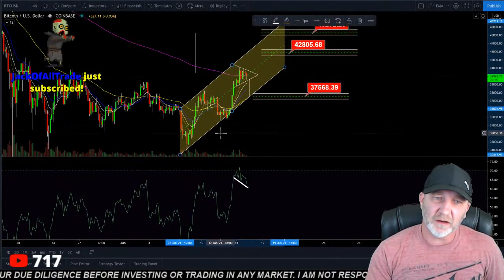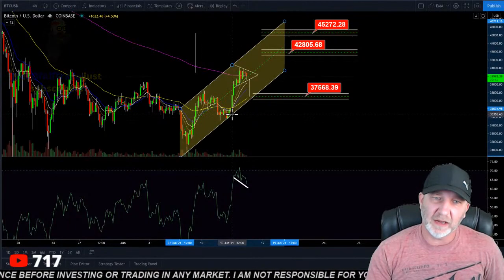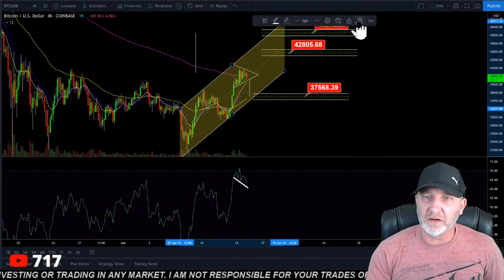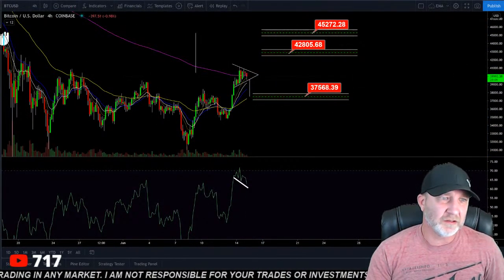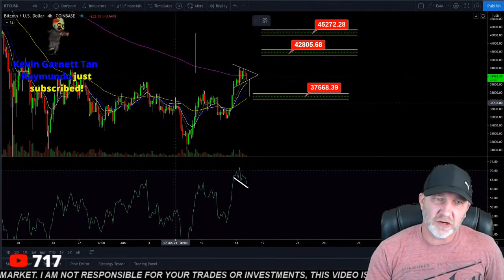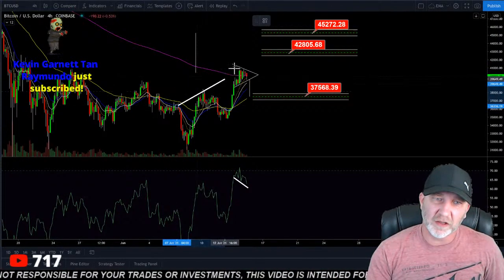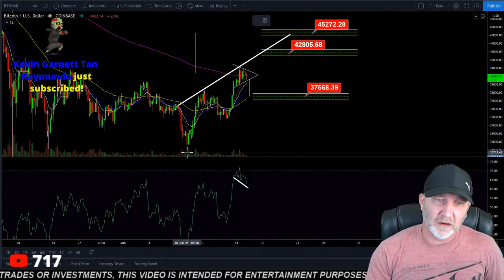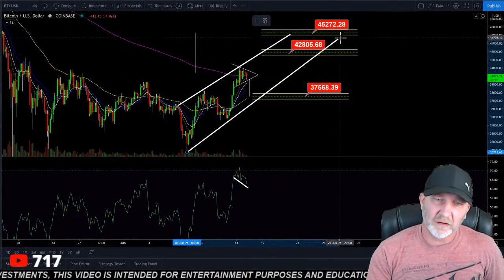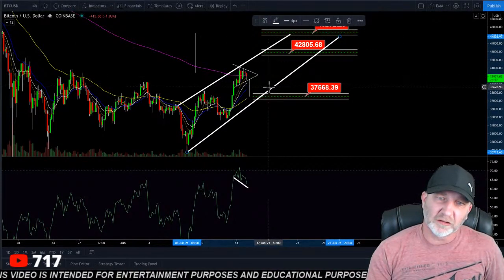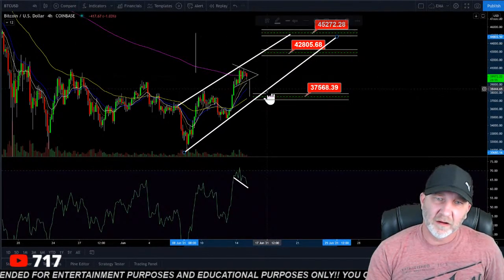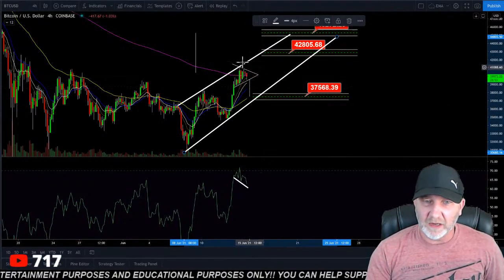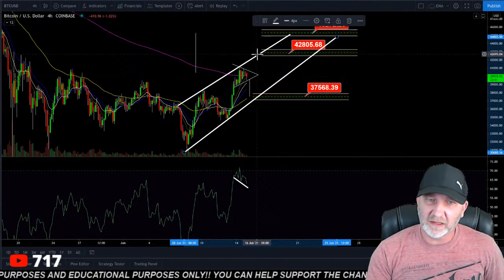Well, actually, it looks a little bit more like a rising wedge. So let's just draw that in there, just in case. Just trying to show you guys all the ways to look at the chart here. But if we go off of these wicks here, it looks kind of like a rising wedge. But like I said, we could get that one more push up.